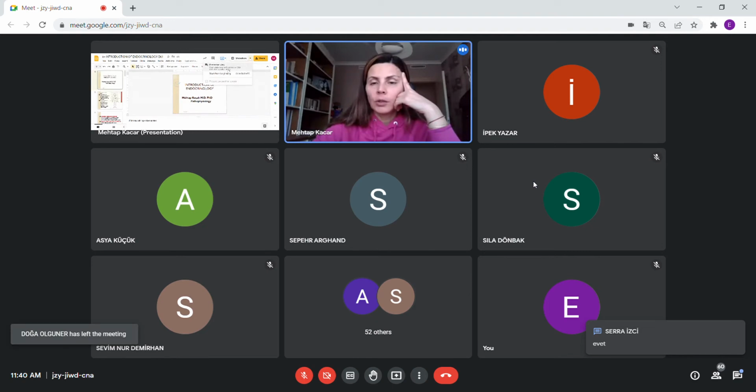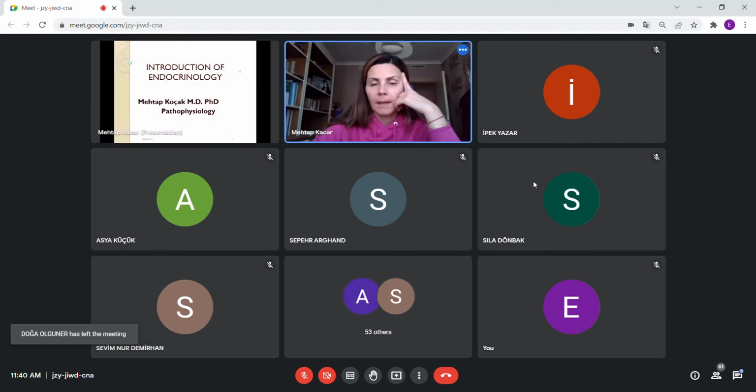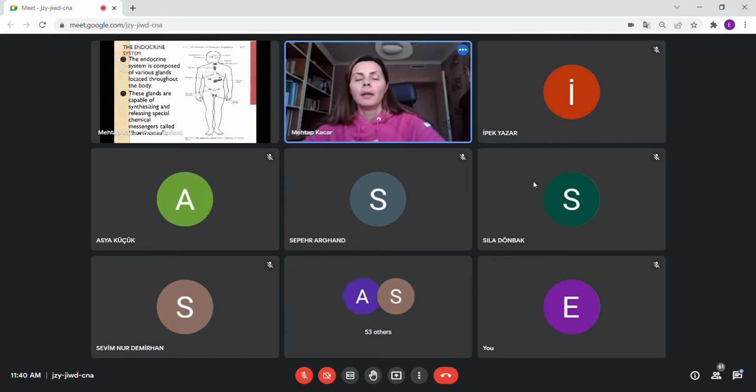Introduction to endocrinology. Endocrine system. An endocrine system is composed of various glands located throughout the body, and these glands are capable of synthesizing and releasing specific chemical messengers, and these messengers are called hormones. You can see your main endocrine system organs: hypothalamus, pineal gland, pituitary gland, thyroid, parathyroid, thymus, adrenals, the suprarenal area, ovaries, testes, and pancreas.